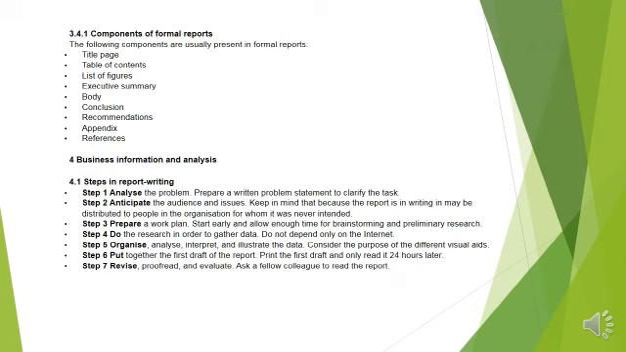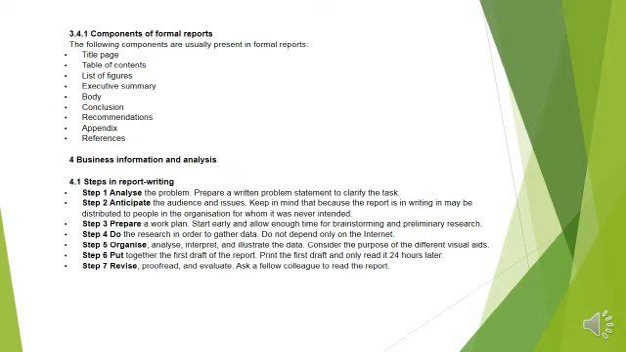To go on to the next slide. On the next slide, we have the components of formal reports. The following components are usually present in formal reports: title page, table of contents, list of figures, executive summary, body, conclusion, recommendations, appendix, and references. Those are the components of formal reports. And then business information and analysis. We have steps in report writing.